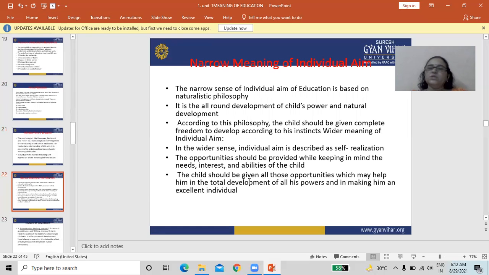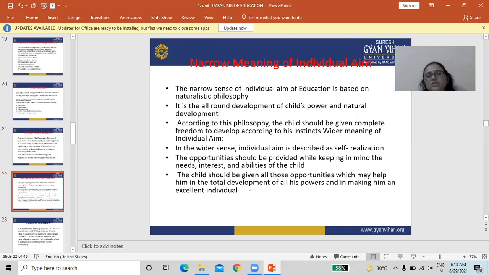Narrow meaning of individual aim. The narrow sense of the individual aim of education is based on naturalistic philosophy. It is the all-round development of the child's power and natural development. According to this philosophy, the child should be given complete freedom to develop according to his instincts.